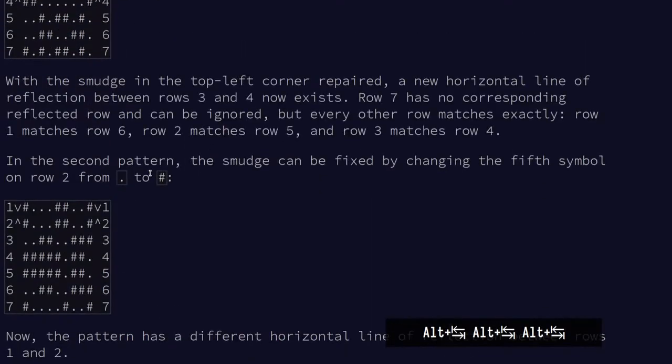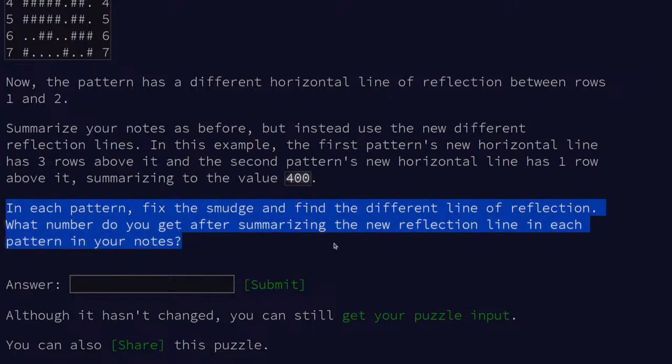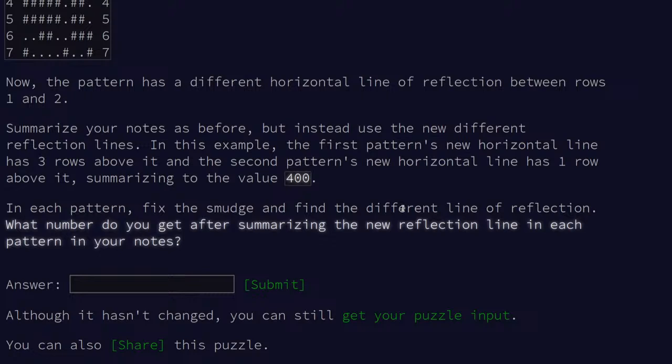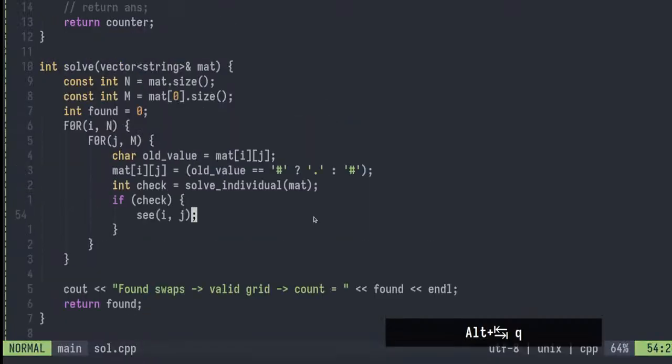And for this second one, okay, they have asked one more thing that I need to consider. In each pattern, fixing the smudge must find a different line of reflection. It may be possible that we always find the same line of reflection, right? So I haven't considered that. So let's do that first.